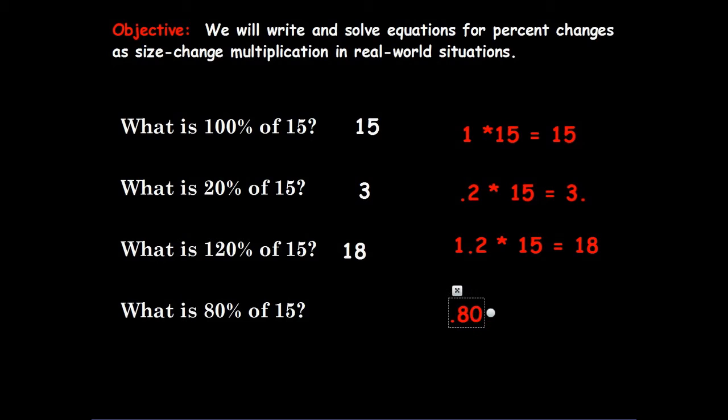I can write 80 hundredths, 8 tenths. You guys will probably more often see it with that 0 in front of the decimal. I do forget to put that sometimes. But if we solve it out and do our multiplication, that should give us 12.